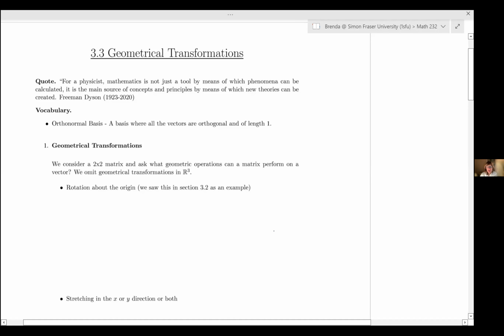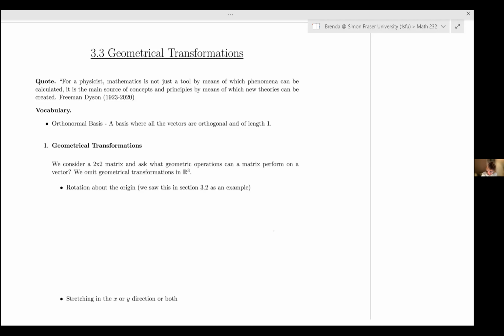Hi, and welcome to Math 232, section 3.3, geometrical transformations. So here what we're going to do is take a different view of the matrix, and we're going to see a matrix as operating on a vector to perform some sort of geometrical operation.